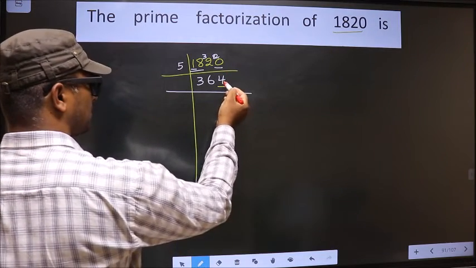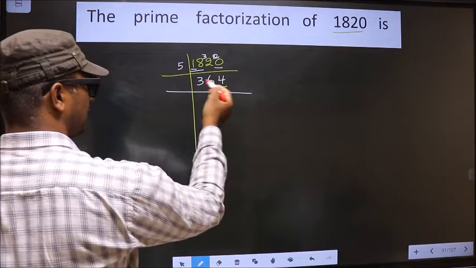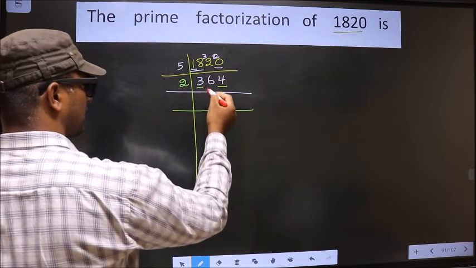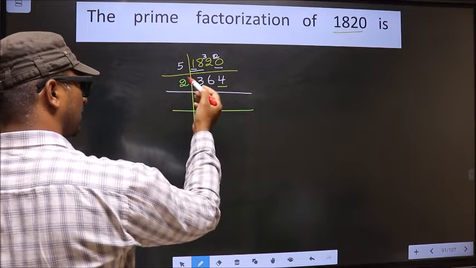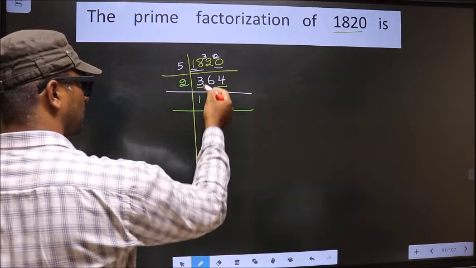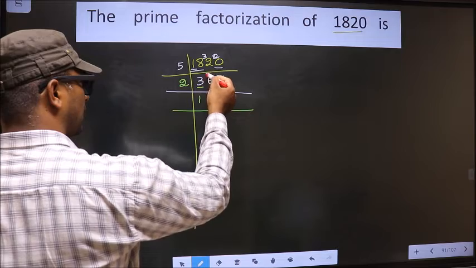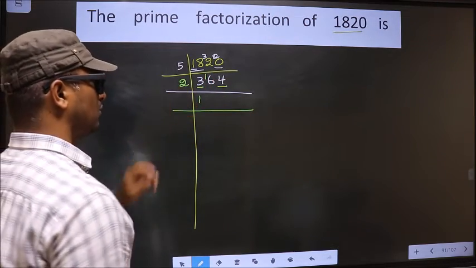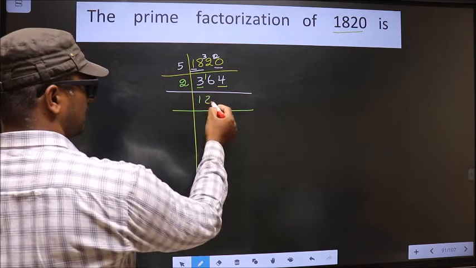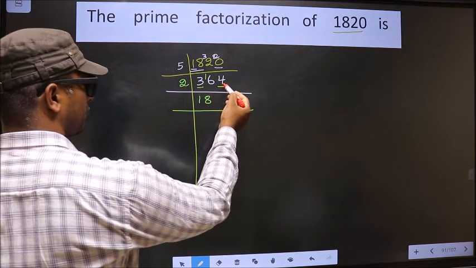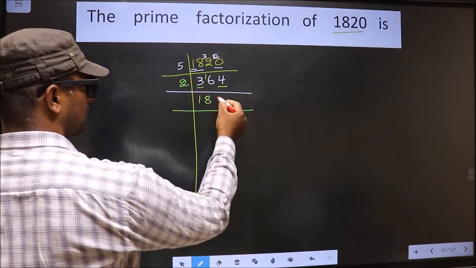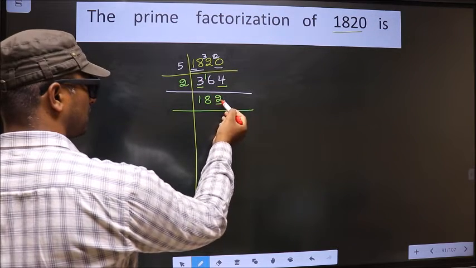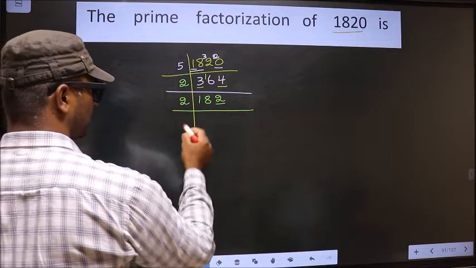Now for this number last digit is 4, which is even, so we take 2 here. The first number is 3. A number close to 3 in 2 table is 2 1s 2. 3 minus 2, 1. 1 carried forward making it 16. When do we get 16 in 2 table? 2 8s 16. The other number 4, when do we get 4 in 2 table? 2 2s 4.